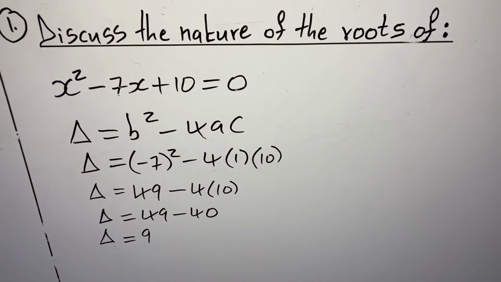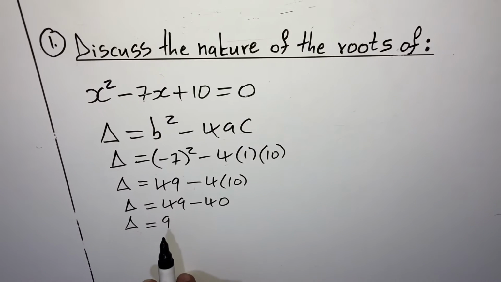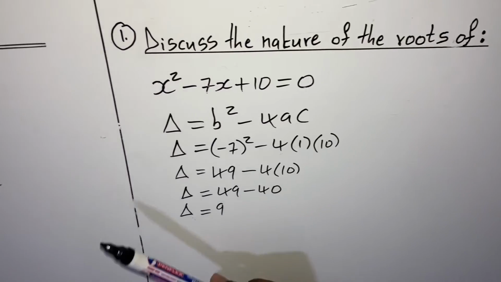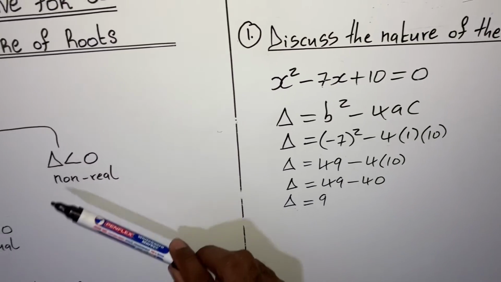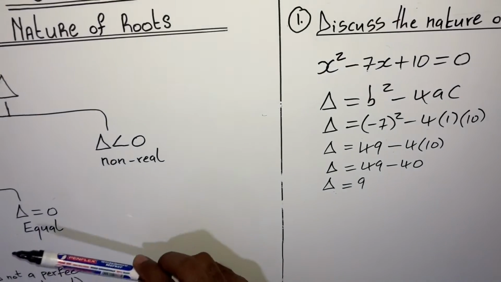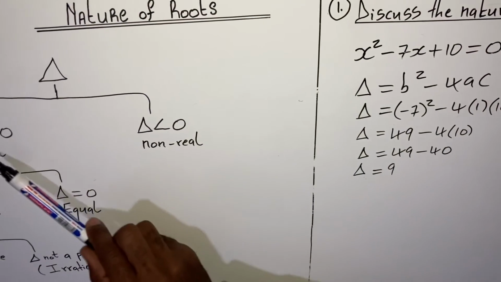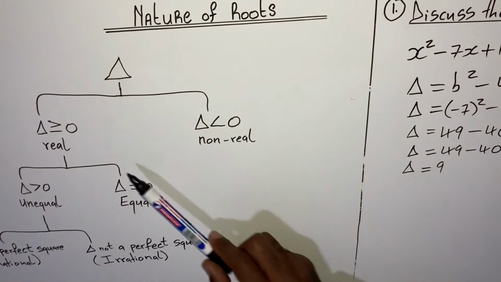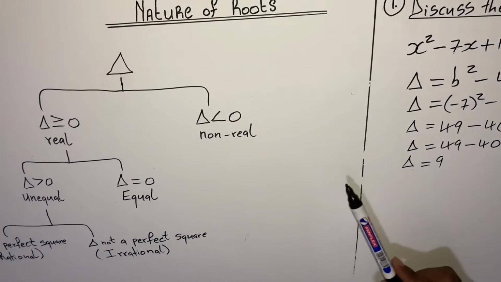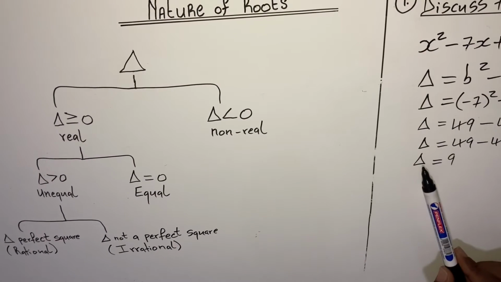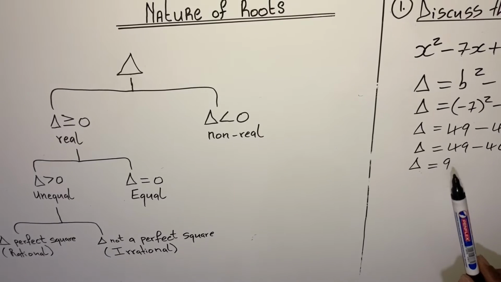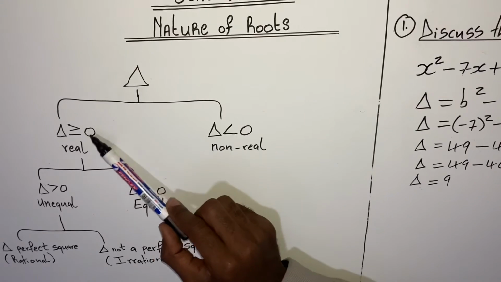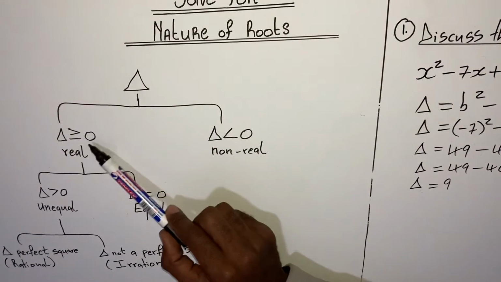Now that we are done, you've found your delta. You can then refer to the table, the one we drew, where our delta is either greater than or equal to 0, or delta being less than 0. But in this instance, for our sum, our delta is equal to 9. So a delta being equal to 9, it's my delta being greater than or equal to 0. It's greater than 0 or equal to 0.